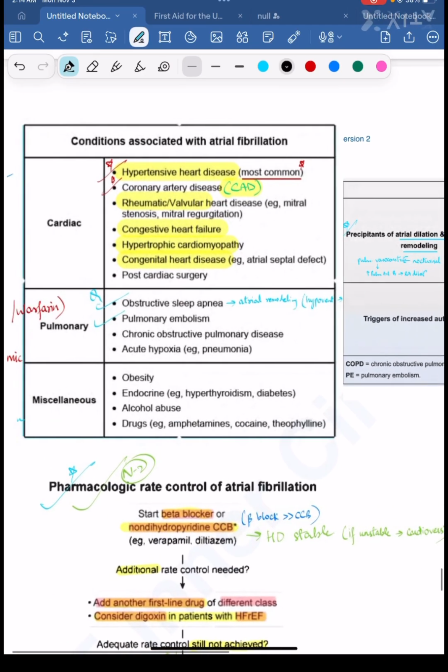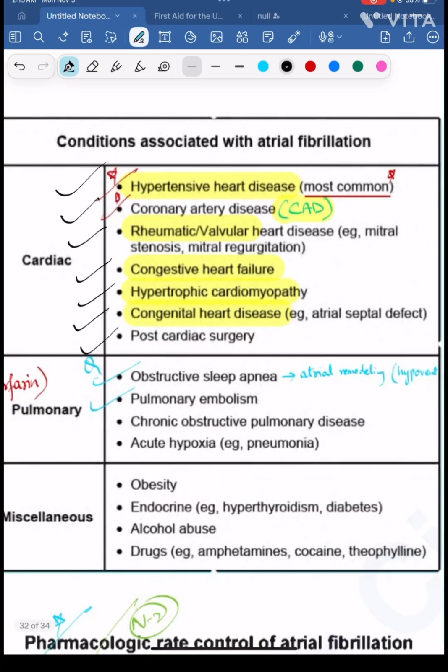Now let's discuss a bit further about the conditions that are associated with atrial fibrillation. So hypertension, coronary heart disease, rheumatic or valvular heart disease, congestive heart failure, HOCM, congenital heart disease, post-cardiac surgery. Now let's give a little logic to these cardiac causes. As you know, in rheumatic or valvular heart disease like MS and MR, because of the excess pressure and excess volume of blood here in the left atria, you have loss of atrial contraction. Correct? This will cause atrial fibrillation, which will lead to embolisms.